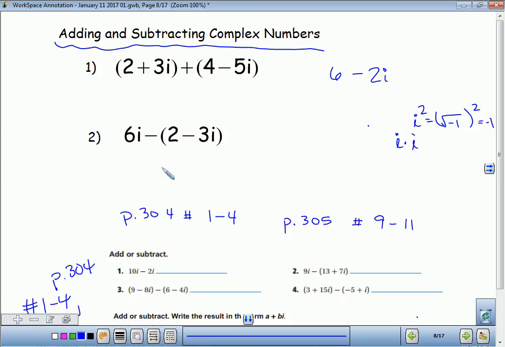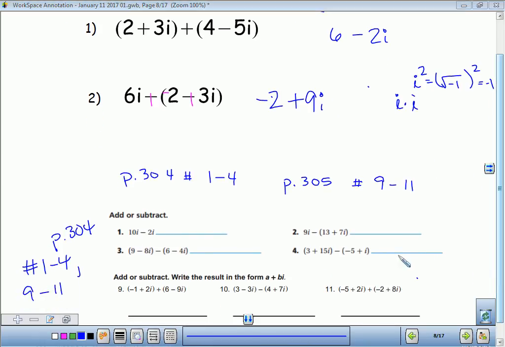Alright, so number 6. Subtraction is just subtraction, guys. You have to distribute the negative, so we would change, change, change, and then add like terms. So add the real with the real, and the imaginary. Oh, hold on, real with real. There's no real other than -2. Imaginary with imaginary. This isn't bad right now. Okay? So you try 1 through 4. I think if you can do 1 through 4, we're probably good.